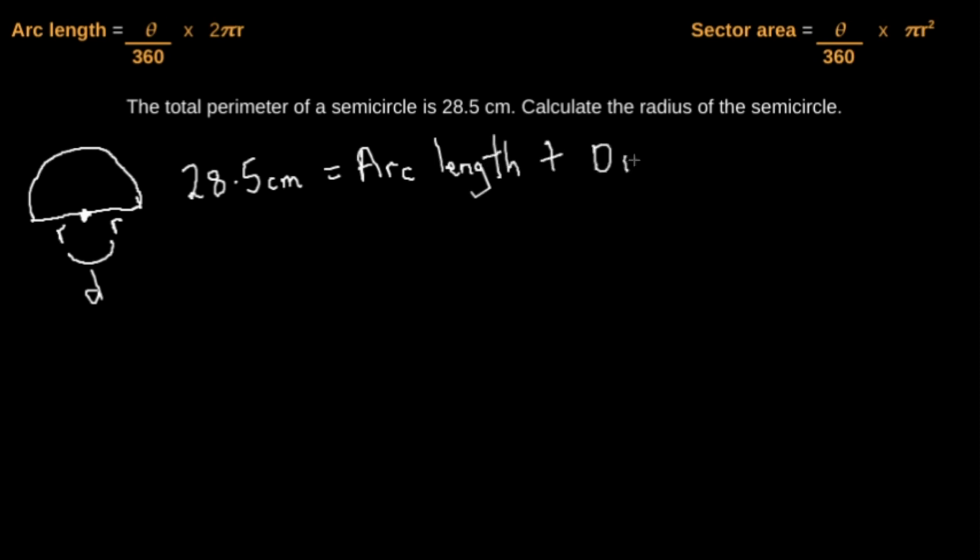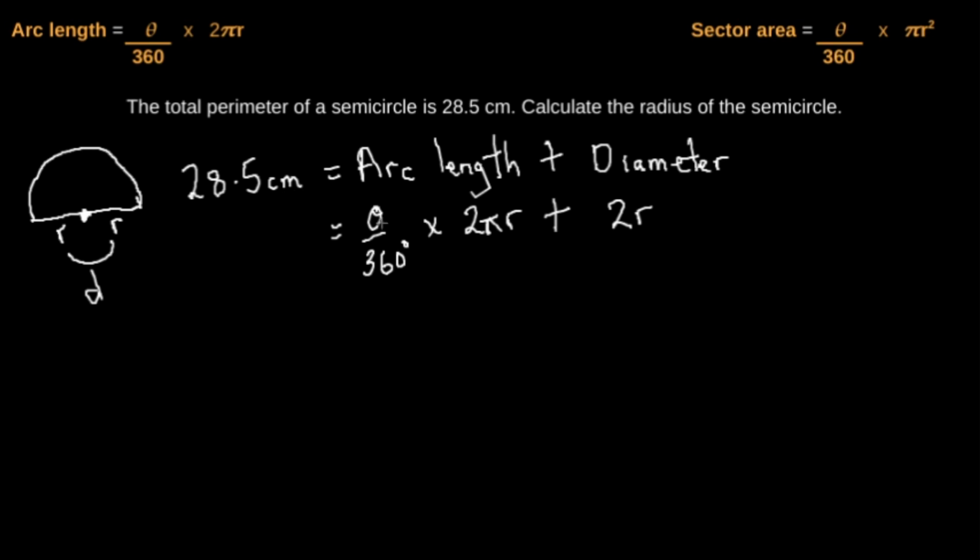Okay, so the 28.5 centimeters equals the arc length, whatever the arc length is, plus the diameter of the semicircle, which is 2 radii. All right, so let's work this out. We know that arc length is equal to theta over 360 times 2 pi r. That's the formula. Plus the diameter. The diameter is 2r. Don't forget our question. Our question says you have to calculate the radius of the semicircle. So we can't leave the diameter as it is. We have to put it in terms of the radius so that we can find out what r is.